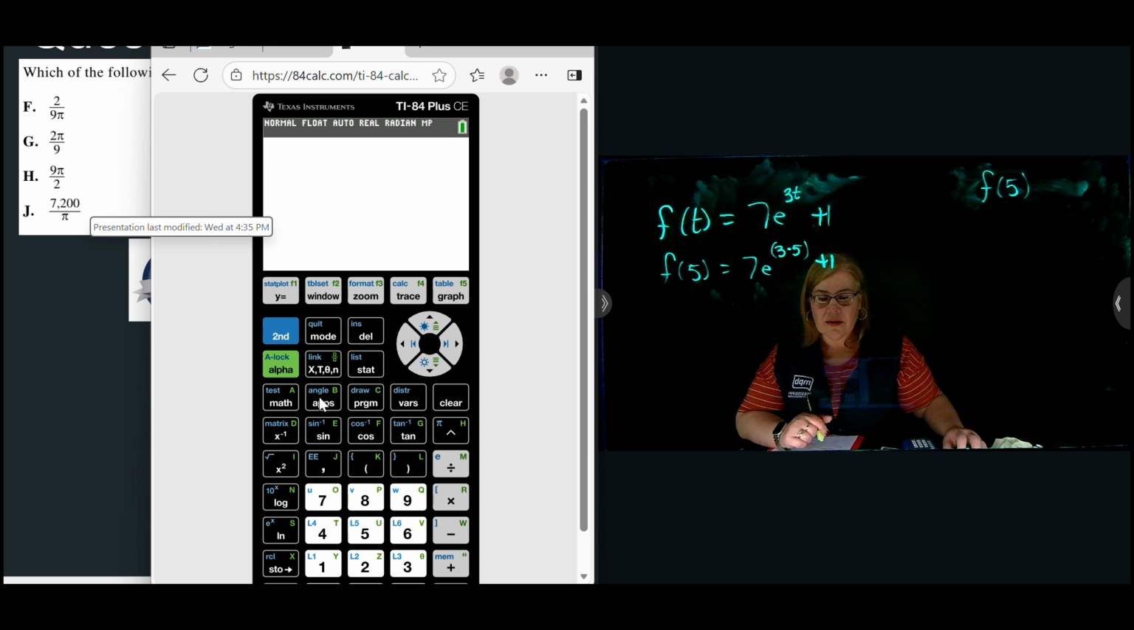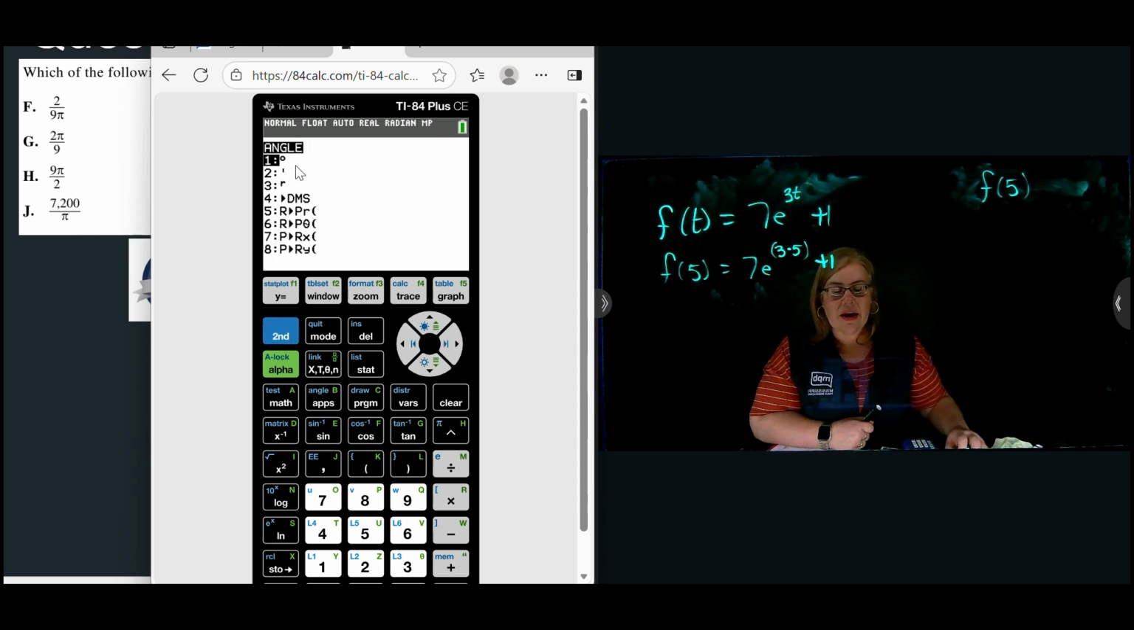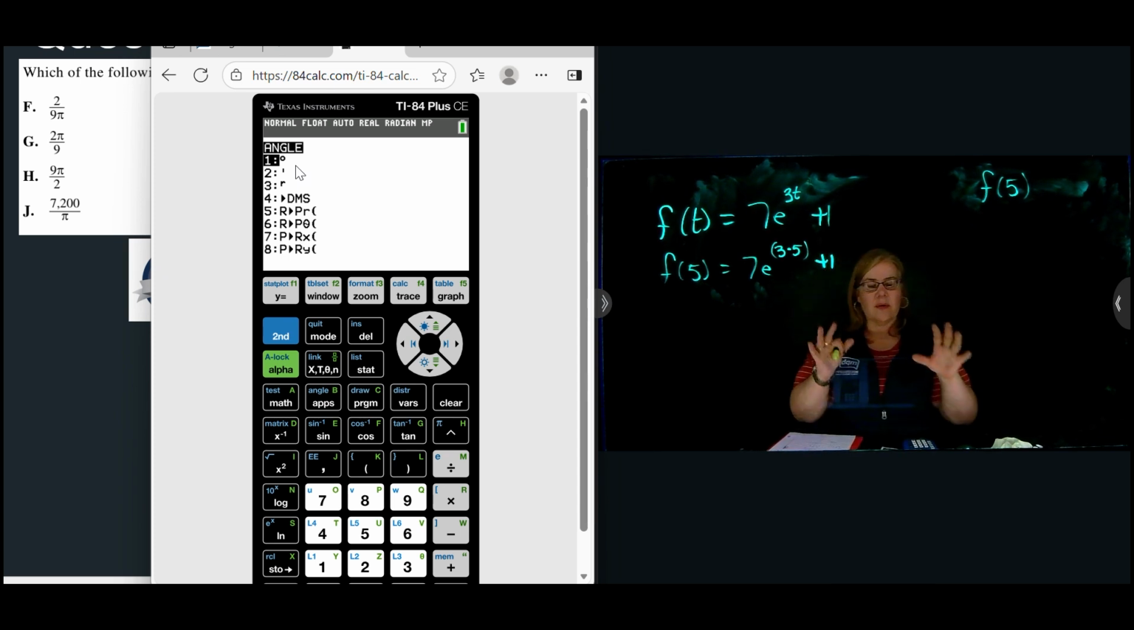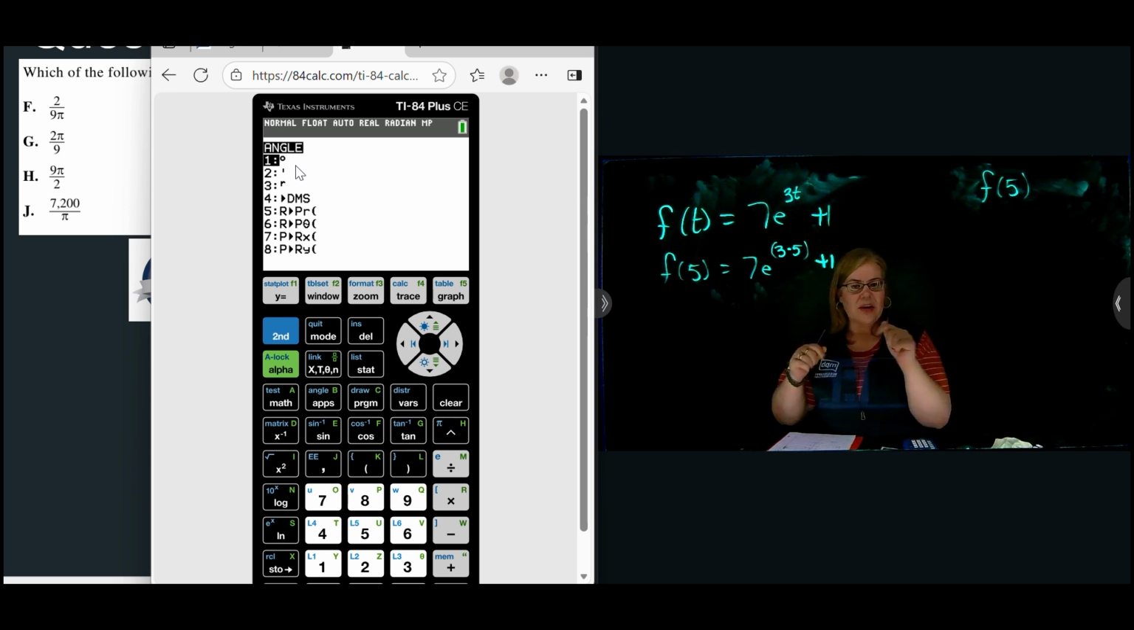So let's get out of here. And we do have the degree symbol. Nope, didn't hit the right one. Still didn't, there we go. So we do have the degree symbol right here. So you can go from degrees to radians in the calculator, but sometimes it gets confusing with all of those. So I did want to show you where they do have that degree symbol.